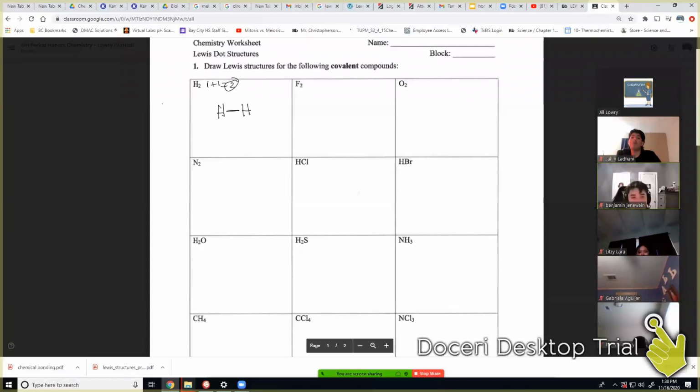And since hydrogens don't need an octet, since they only need 2 electrons to be stable, that would be a good structure. You could draw it like this, or you could draw it like that. It means the same thing. The line means 2 electrons, 1 from each atom.